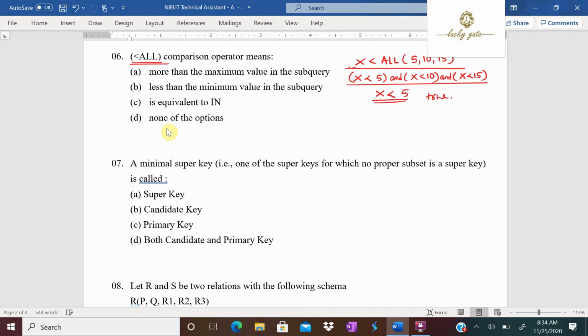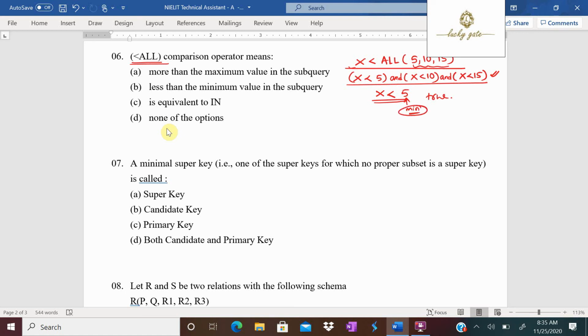Why? Because suppose the value of x is 6, 6 less than 5 is false, and anything and false is false. So the entire condition is going to be true for only those values whose value is less than 5. What is 5? The minimum among the set. In the set 5, 10, 15 I have taken, this is the minimum value.